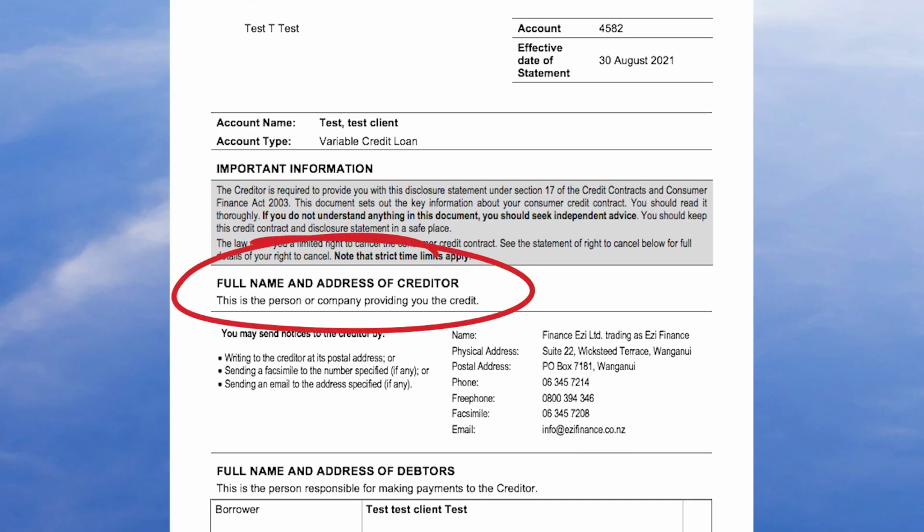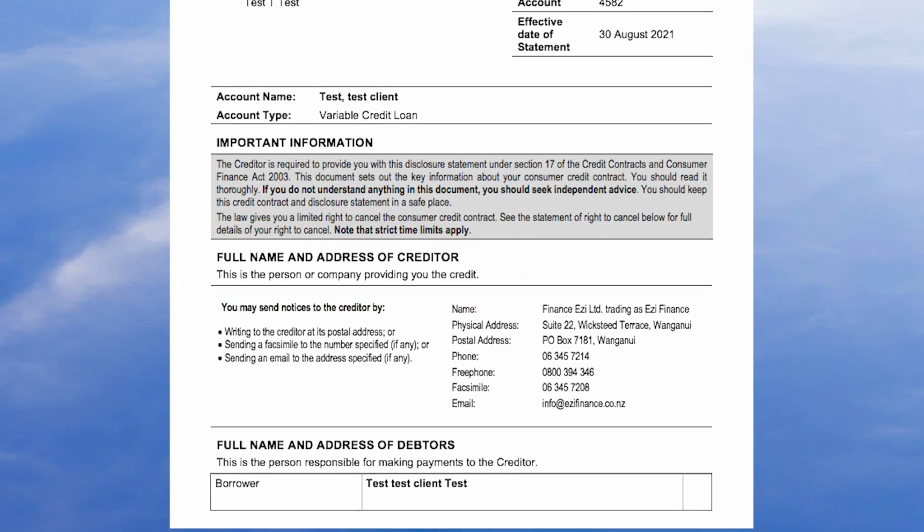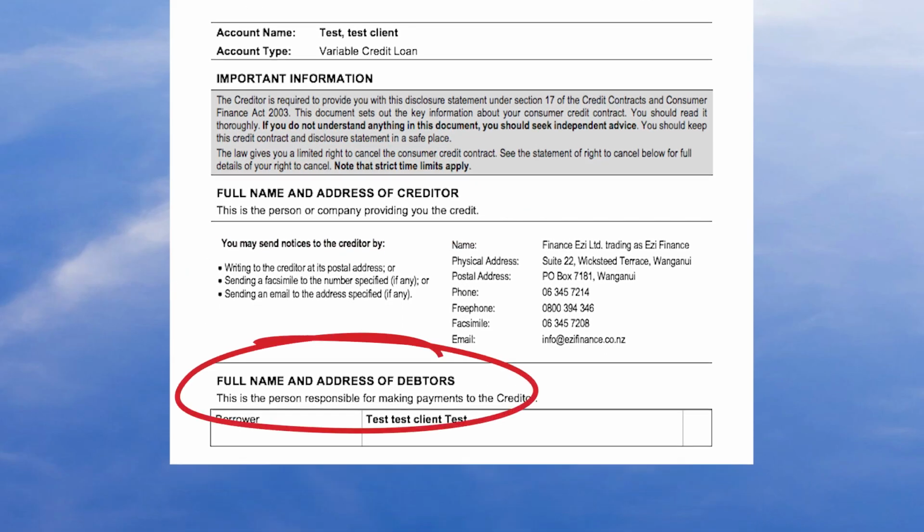Full name and address of the creditor. These are the details for Easy Finance Limited because we are providing you the loan. Full name and address of debtors. These are your details. If you're using a guarantor, their details will also be showing. Please check that all details are correct before signing the document.